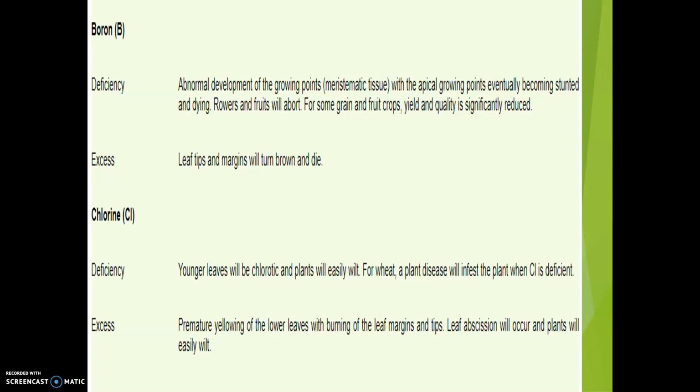In case of toxicity of chlorine, there is premature yellowing of the lower leaves with burning of the leaf margin and tips. Also leaf abscission will occur and plants will easily wilt.